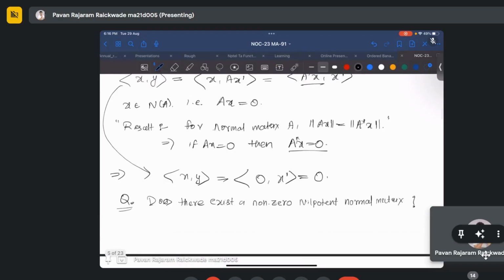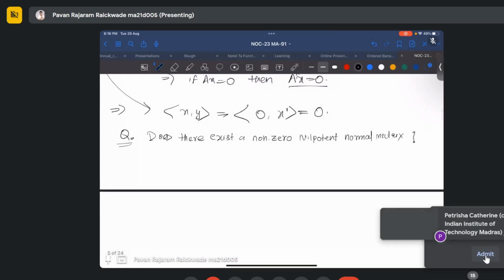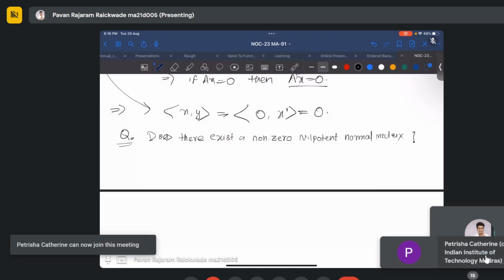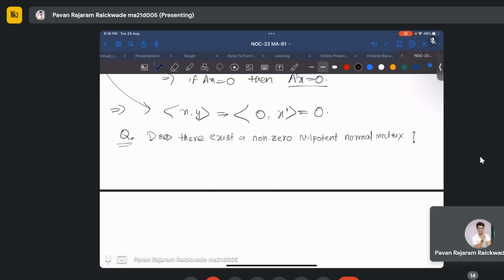So can we use the Jordan canonical form here, with a diagonal block, 0 1 0 0? So I think the answer is no, and I'm thinking by the Jordan canonical form. Yes, you're right, the answer is no. There does not exist a non-zero nilpotent normal matrix. Okay, you are trying to do it with the Jordan canonical form, but you have something better.